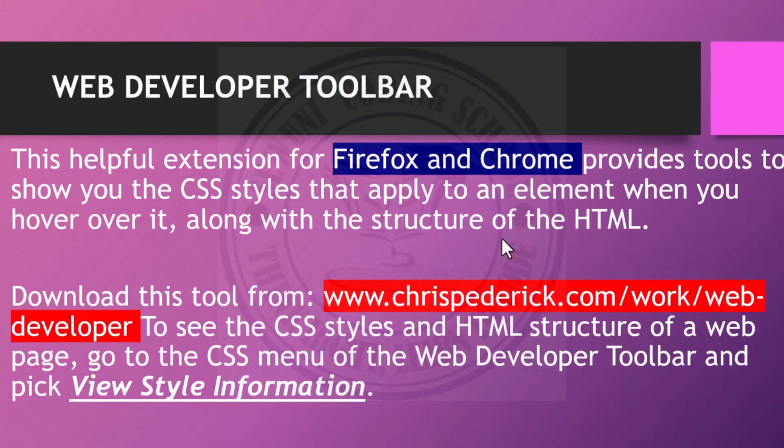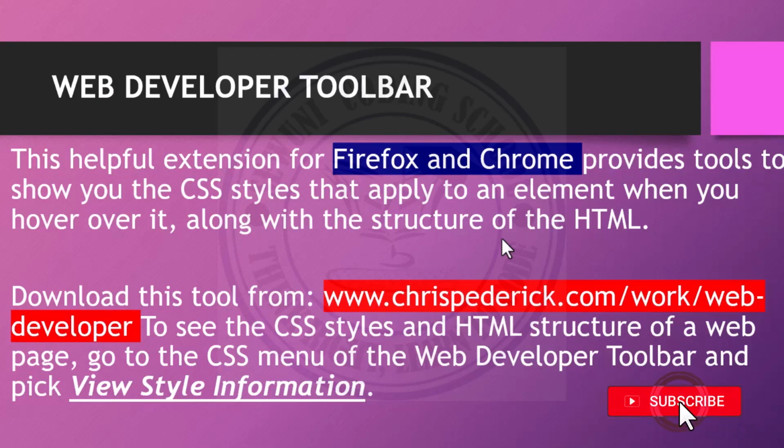Now there is a web developer toolbar. It's an extension you can also get, which I have downloaded already for Firefox and for Chrome. You can get it at Chris Pederick, chrispederick.com/work/web-developer. Now you can see CSS styles and HTML structure of a web page. So you can go to the CSS menu and look at the toolbar. It is going to give you a lot of information about how to do your styling. It's going to help you a lot.